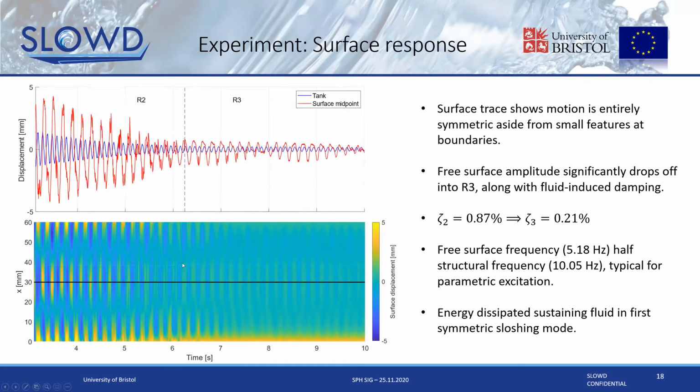And the first thing to notice here is that for the experimental case, this trace is almost perfectly symmetric. Well, this is what we expect to see. This is the first symmetric sloshing mode.